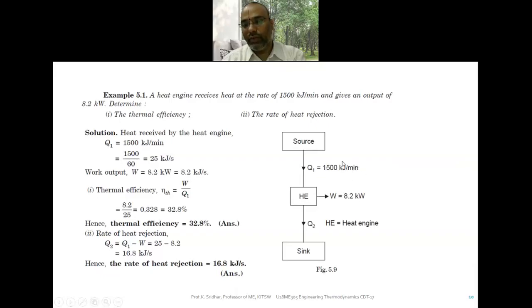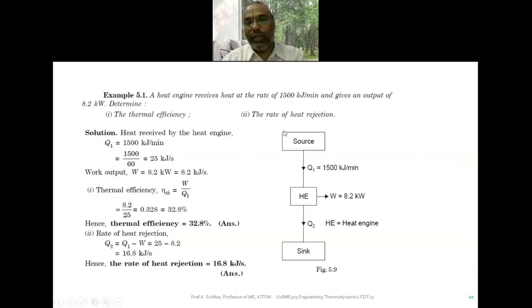Always you have to check the units. Watt is nothing but joule per second. So it is kilojoule per second, whereas here it is kilojoules per minute. If you substitute 1500 directly without any conversion, it will lead to a wrong result. So that's why you always have to check the units, so that the units are in the same fashion. So convert kilojoules per minute into kilowatts or kilojoules per second, 1500 by 60. Now the thermal efficiency you got is 32.8 percent.